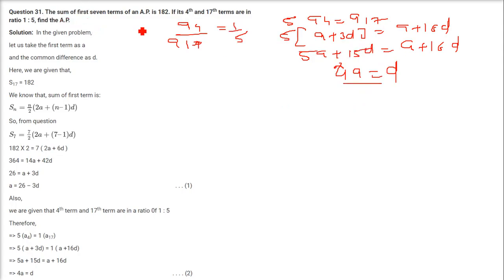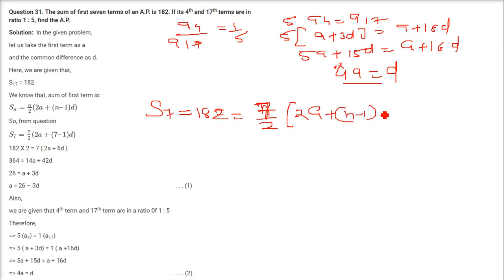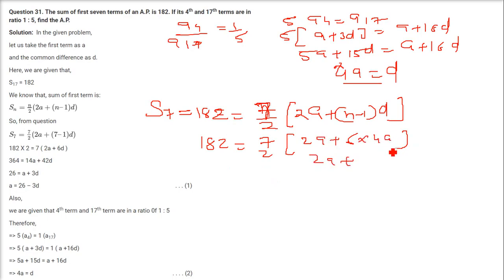Now the sum of the first 7 terms is 182. So S7 is 182, which is given by n by 2, that is 7 by 2, into 2A plus (n minus 1) into D, equal to 182. So 182 is equal to 7 by 2 into 2A plus 7 minus 1 is 6. In place of D, I am writing 4A. So 2A stays 2A, and 6 4s are 24A. 24 plus 2 is 26.